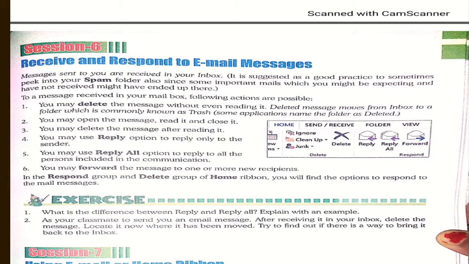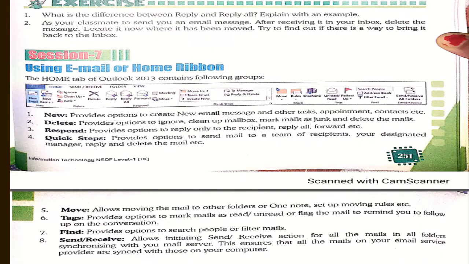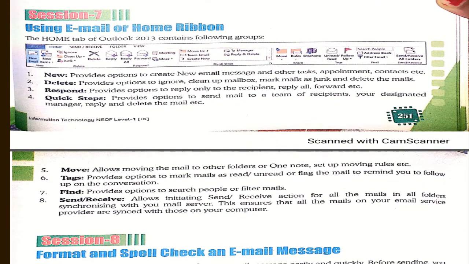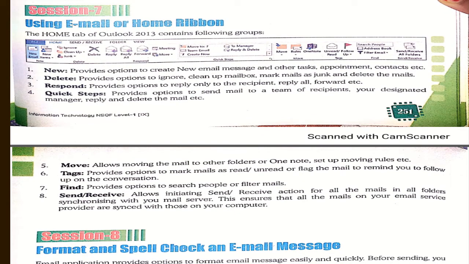Okay, next is using email on the Home ribbon. For that, there are various types of tools available in the Home ribbon. First is New. What is New? It provides the option to create a new email or other items like a task, appointment, contacts, etc. Delete provides options to ignore, clean up the mailbox, mark mails as junk, and delete the mails. Next is Respond. It provides the option to reply only to the sender, reply all, or forward, etc.